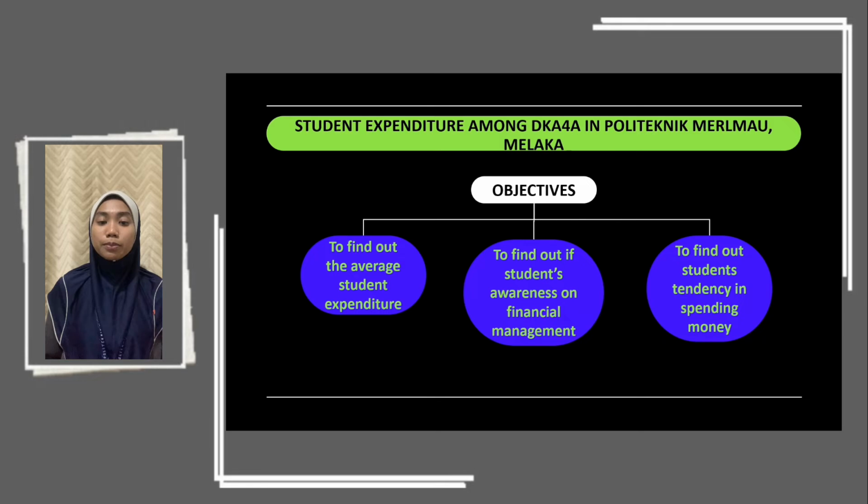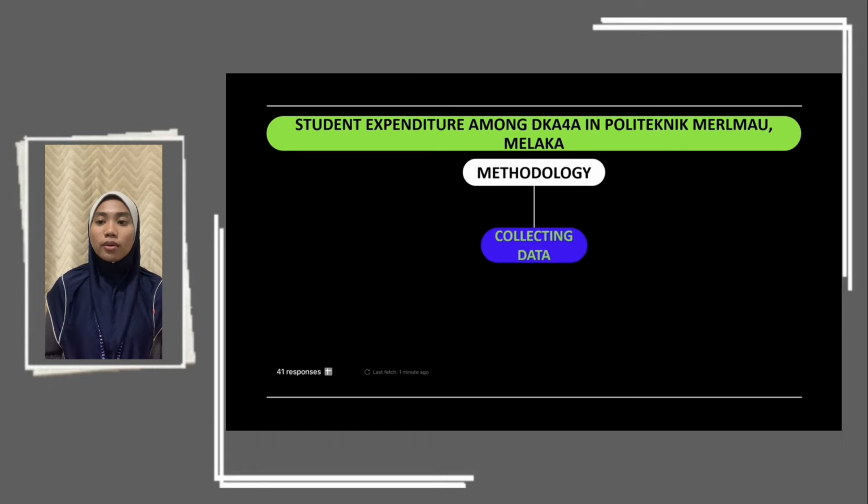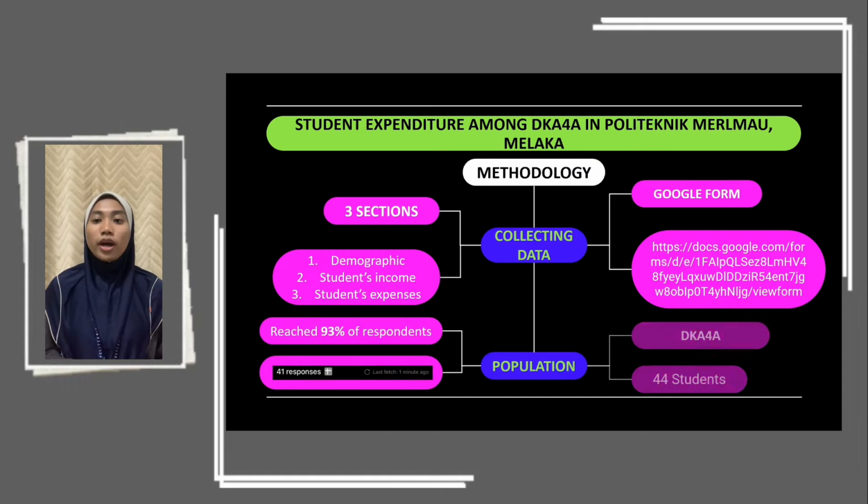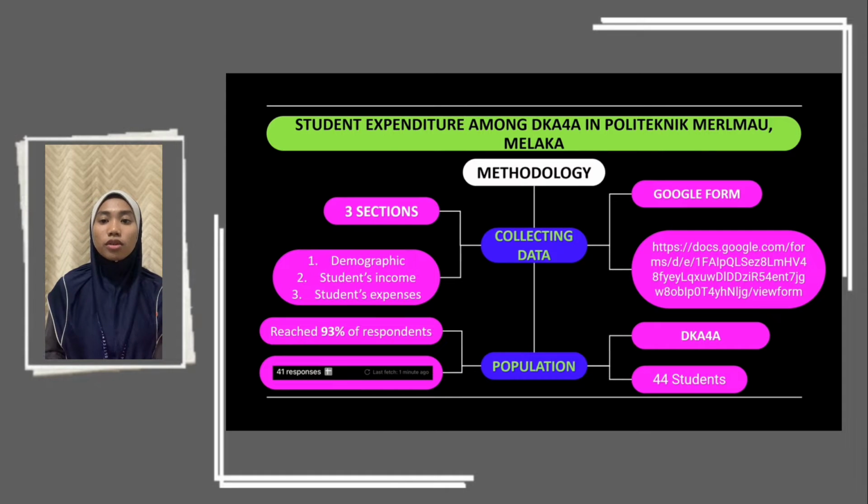daily expenses. For the methodology, we collected our data by using Google Form, and this is our link. We have 3 sections: the first one is demographic, the second is student income, and the third is student expenses. The population of DKA4A is 44 students. We reached 93% of respondents, which is 41 respondents.